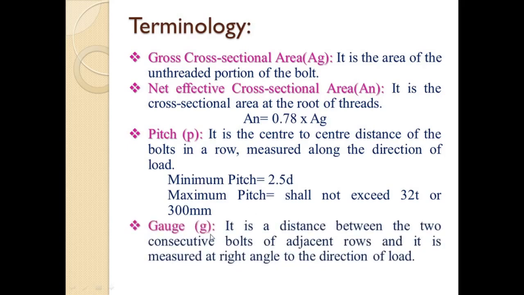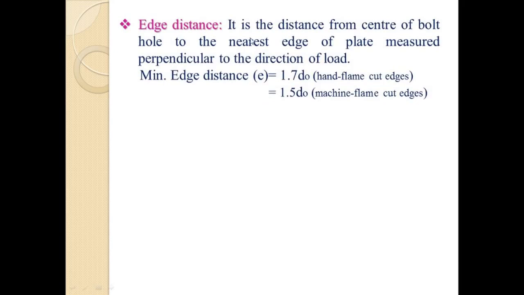Next is the gauge. Gauge is represented by the letter small g. It is the distance between two consecutive bolts of adjacent rows, and it is measured at right angle to the direction of load. Next is the edge distance. Edge distance is the distance from center of the bolt hole to the nearest edge of the plate measured perpendicular to the direction of load.